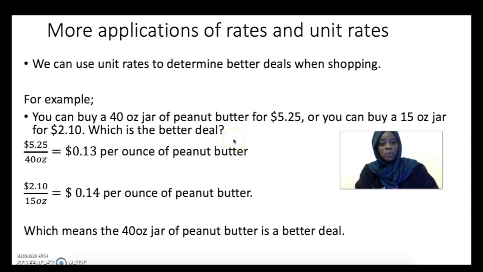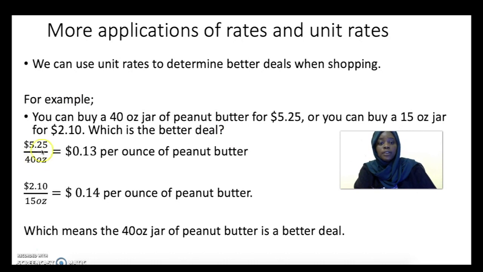Now, you don't know which is a better deal. Irrespective of the size, it's important that we know which is a better deal, okay, before purchase. And one way we can do that is finding the unit price for both items and comparing the unit prices. Then we can find which is cheaper.